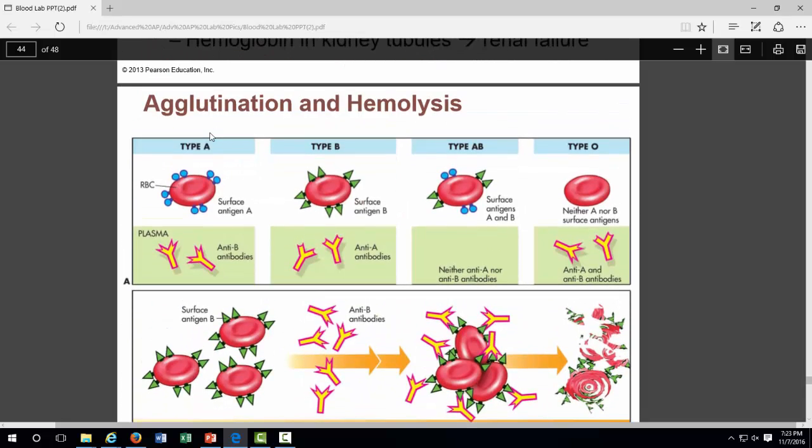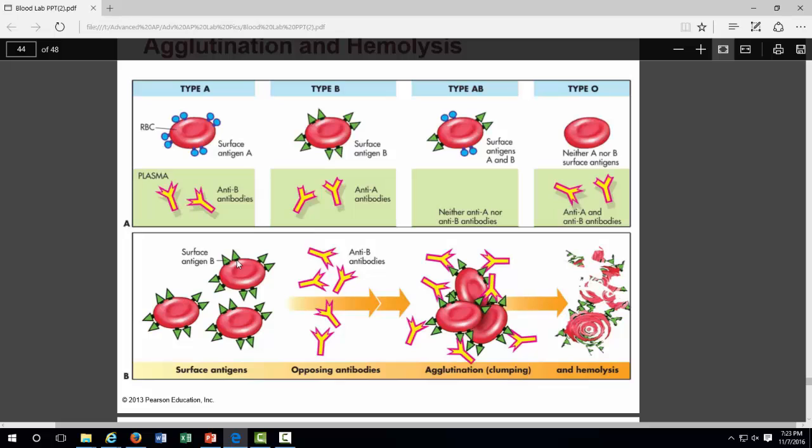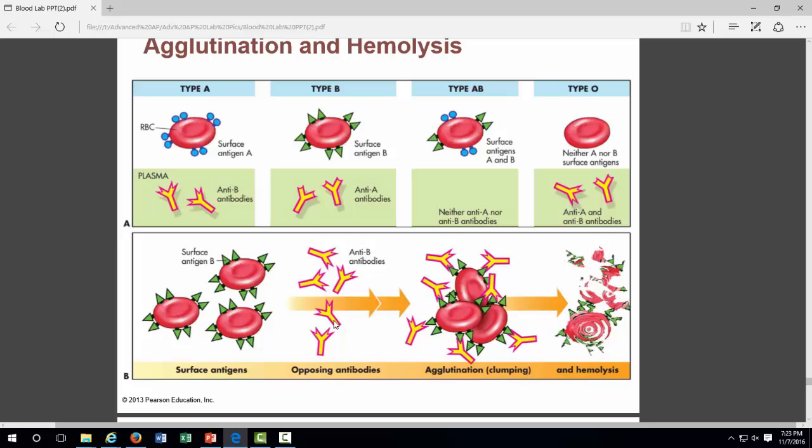So here's an example. So you have type A. We know B antibodies are in the plasma, so we already talked about that. But here, let's say B antigen gets exposed to B antibodies. So you've got a type A blood type, for example, right? They would have B antibodies in the plasma, and then you give them type B blood. Those antibodies attack and clump those red blood cells. So we call that an agglutination reaction. You have to know that term, agglutination. And that's just a clumping of red blood cells.